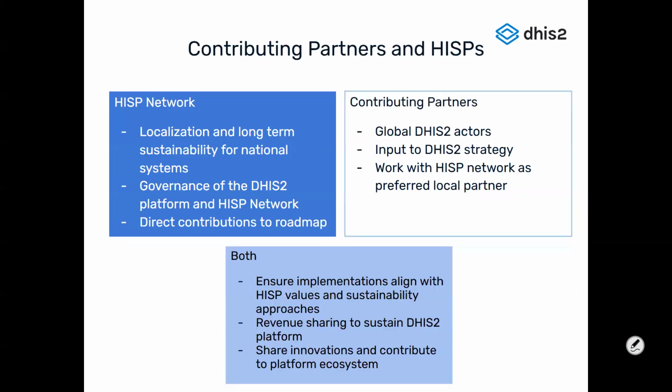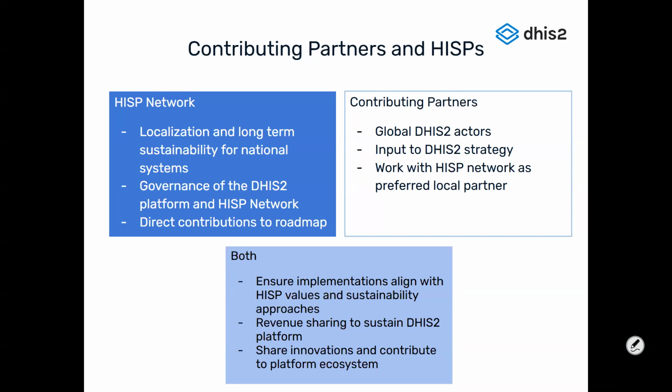So I think that we also want to be quite explicit about the differences between the HIS network and the contributing partners. And then what do they have in common? So the HIS network has, obviously you've heard HIS over and over and over again. Most of you, a lot of you guys are HIS. So the HIS network, these are our localization and long-time sustainability of national information systems, primarily in LMICs.